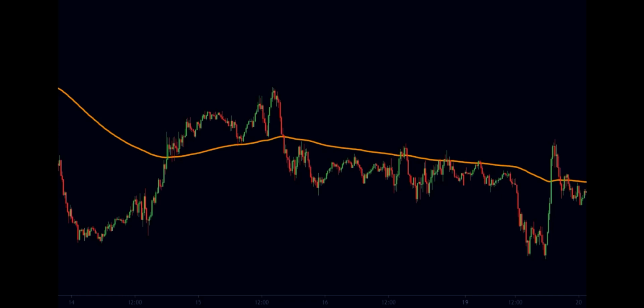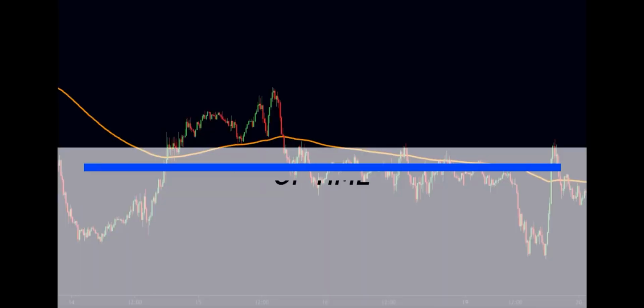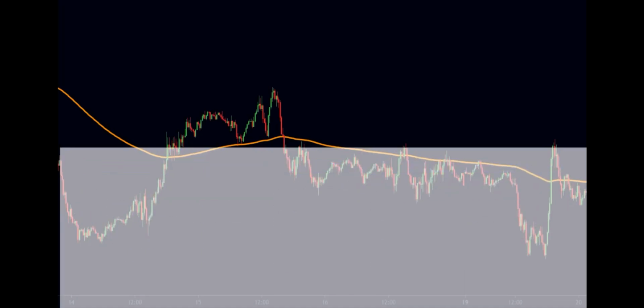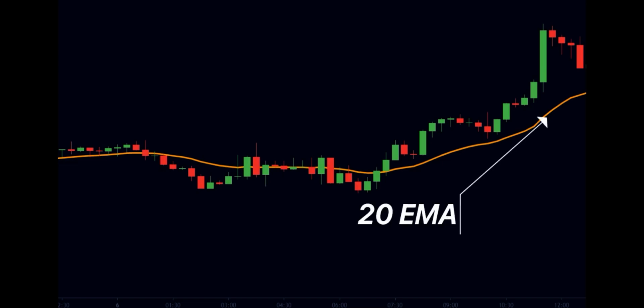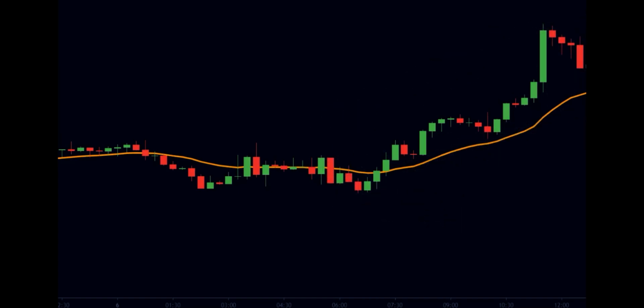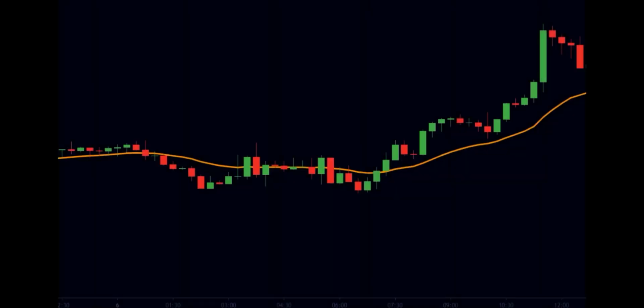First up, let us understand, what is a moving average? A moving average is a simple line that shows the average price of an asset over a particular period of time. This means that a 20-period moving average will show us the average price of the last 20 candles. But, how can a moving average help us in trading? How do we interpret the moving average?